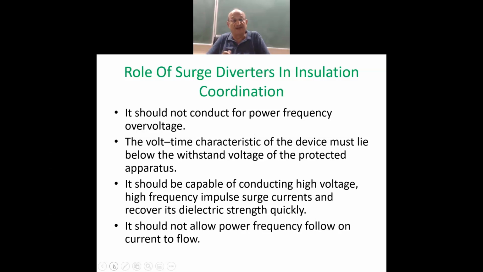It recovers its impedance offered to the voltage or the current, and it does not allow any power frequency voltage or current to pass through. It should not allow power frequency follow-up current, that is also known as follow-up current. Because the power frequency voltage and current is always there, it should continuously give a high impedance path to the power frequency voltages and currents.